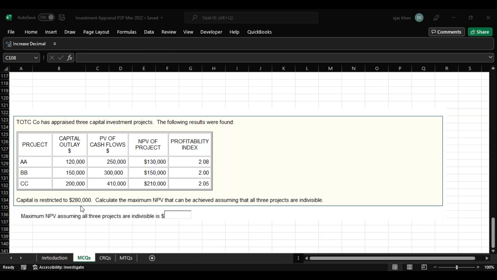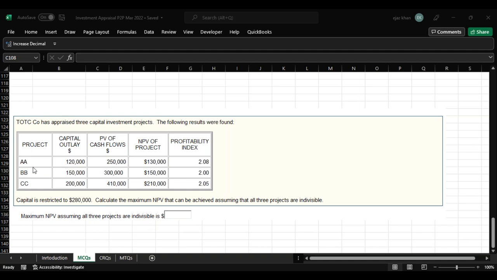Now, with this available capital, how can we earn maximum NPV? That's what we have to calculate. Calculate the maximum NPV, assuming all three projects are indivisible. Now, what is meant by indivisible? Indivisible means we cannot have any of these projects proportionately.